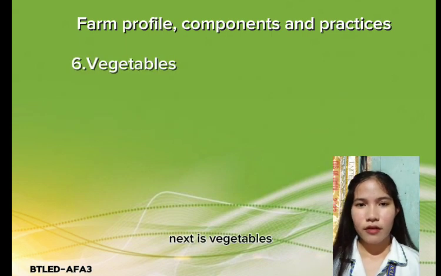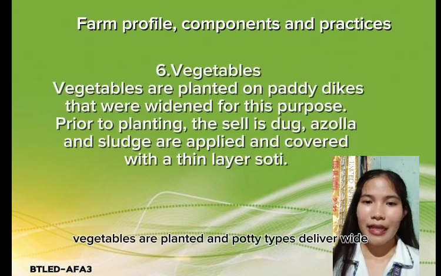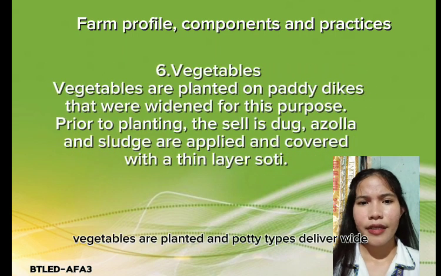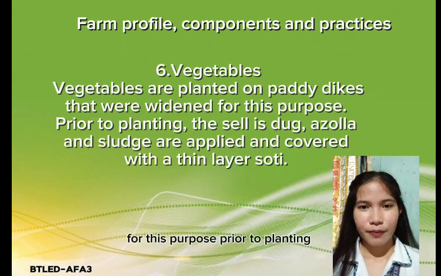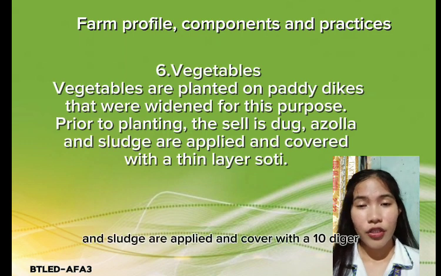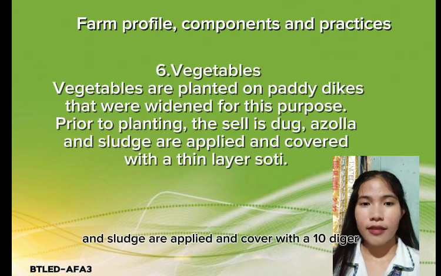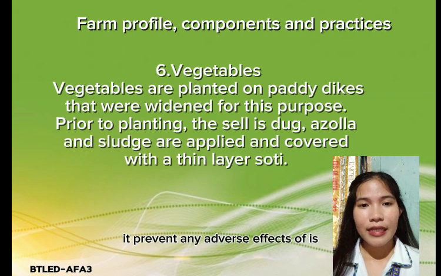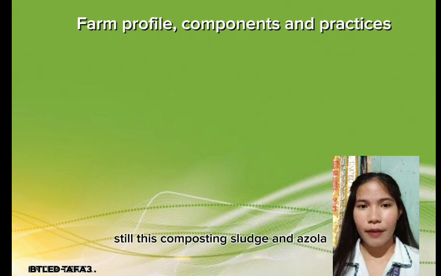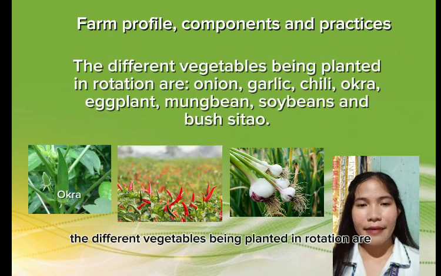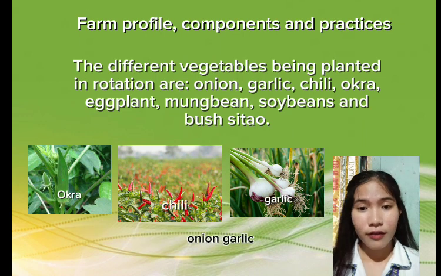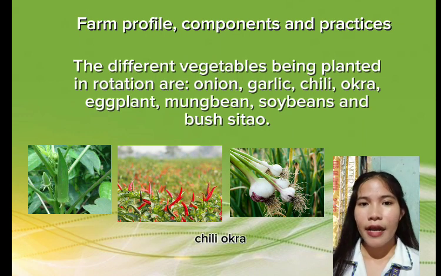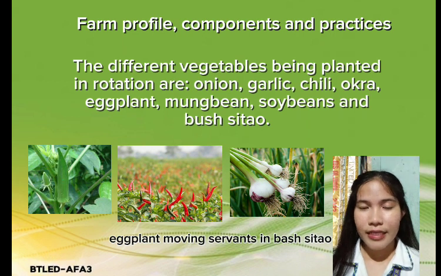Next is vegetables. Vegetables are planted on paddy dikes that were widened for this purpose. Prior to planting, the soil is dug, azolla and sludge are applied and covered with a 10-liter soil layer. Seeds and seedlings are planted on the soil to prevent any adverse effects of still-decomposing sludge and azolla. The different vegetables being planted in rotation are onion, garlic, chili, okra, eggplant, mung bean, soybeans, and squash seed.